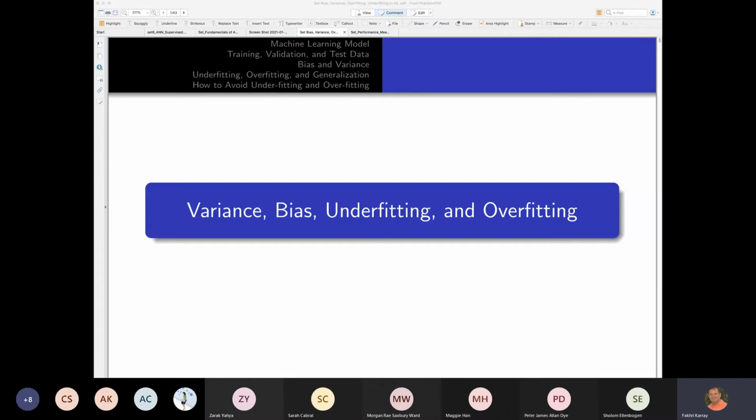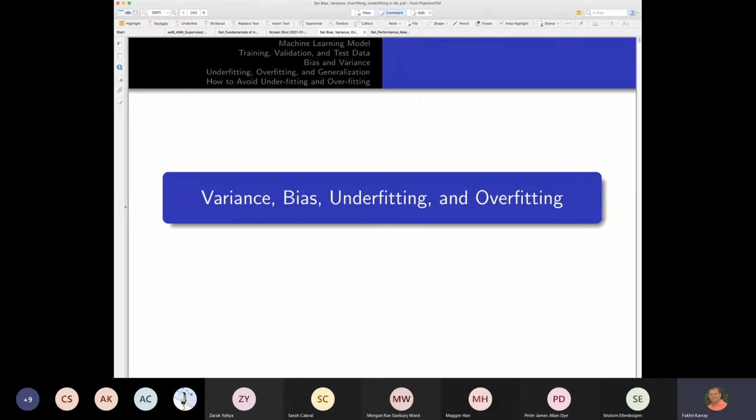Okay, so today's lecture is on variance, bias, underfitting, and overfitting. I will give a brief overview of what we mean by these concepts, and we try to map overfitting to variance, underfitting to bias, and what we mean by those, and how to improve the metric for a certain model when we are developing that model.